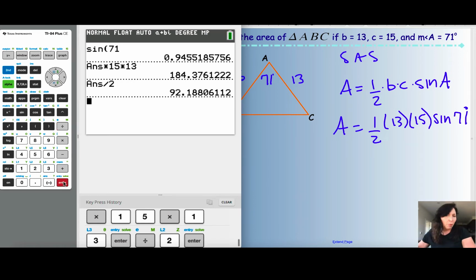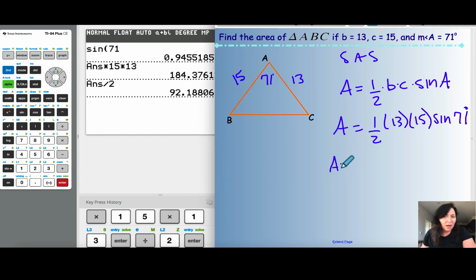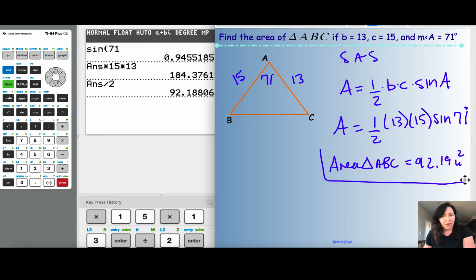And I get 92.19. So this means that the area of this triangle, which is ABC, is equal to 92.19. And depending on the units, there's no units labeled, so we'll just call it units squared. And so that would be my answer to find the area.